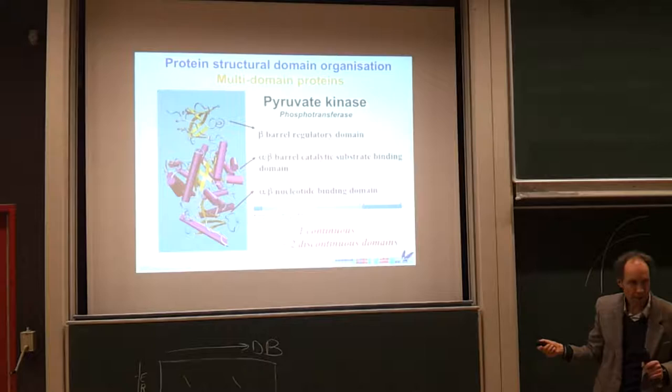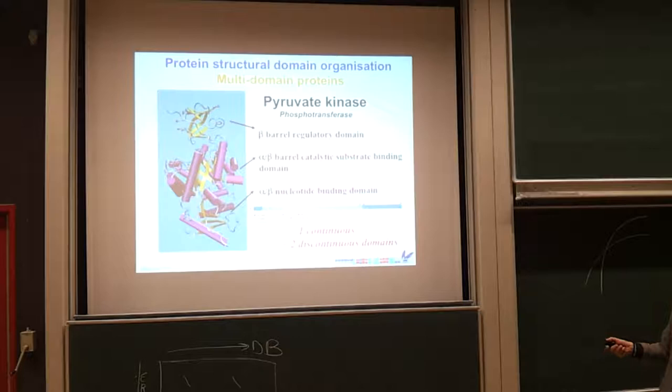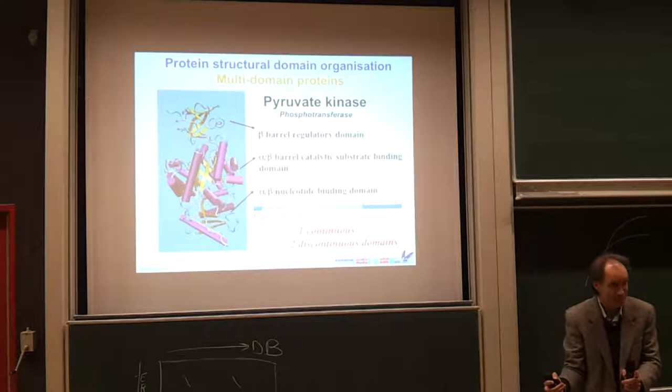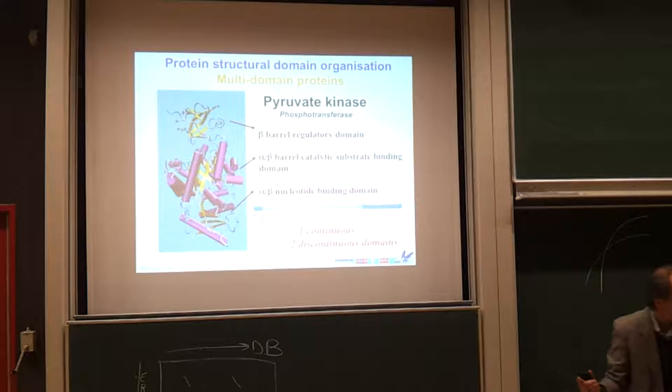So we talk here about continuous domains. Which one is continuous? This one, the lower domain, because there's only one bit of sequence. I see some faces that are rather unhappy. Is that just a Friday afternoon feeling, or is it related to this lecture? Anyway, this is built out of two sections, yeah? So these are called discontinuous domains. It means this domain is built up out of two regions, fragments, segments in this one sequence.